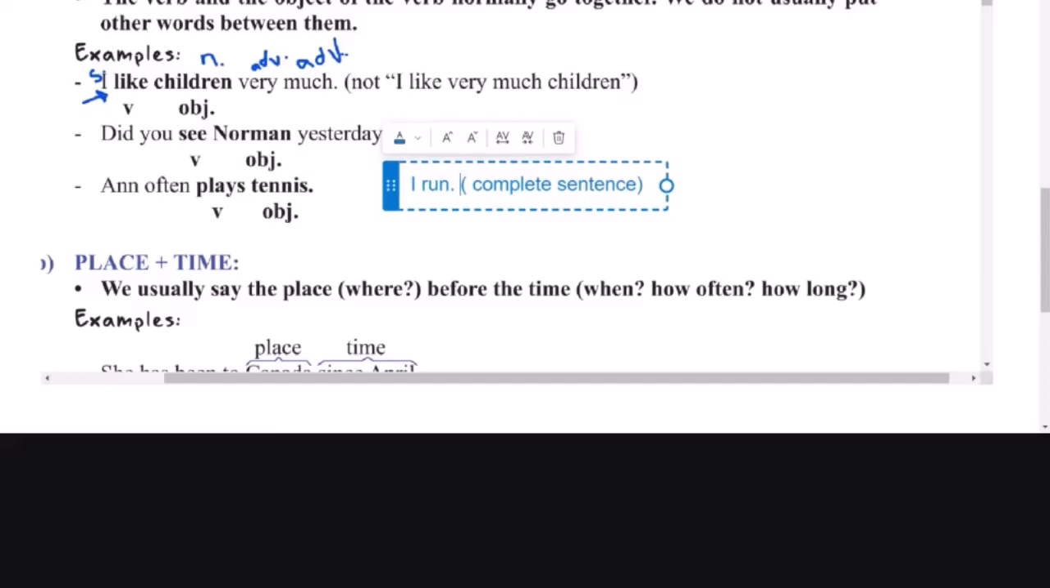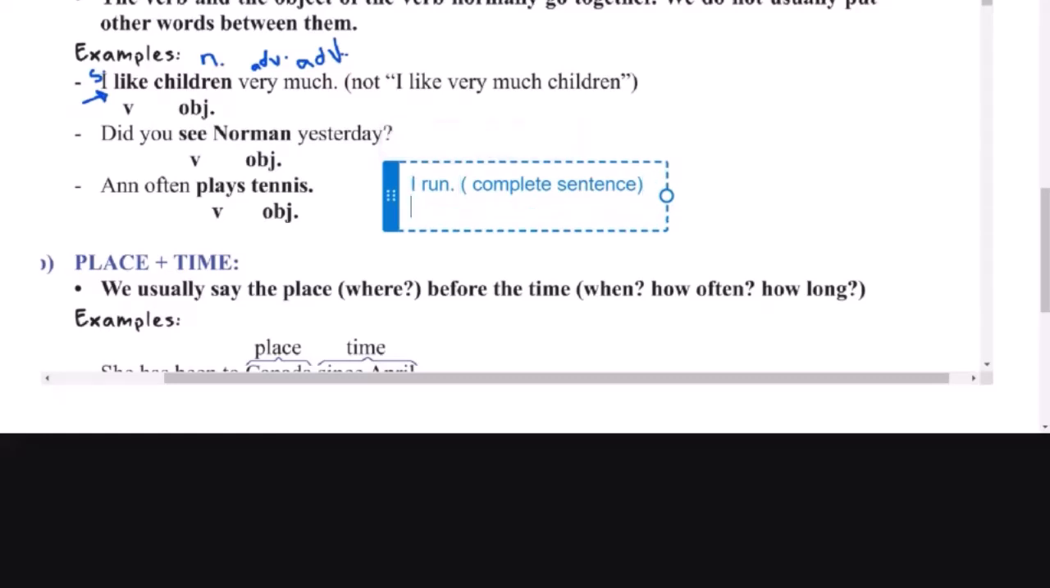Maybe I don't want to say too much. Maybe I'm not in a good mood. Maybe I'm just thinking about something, and I just want to give a quick answer, right? To not lose what I'm thinking about. I run, and I'm thinking about something else, right? For many reasons it could be, but it's a complete idea and a complete sentence. There is no object necessary, but I can put a period there.